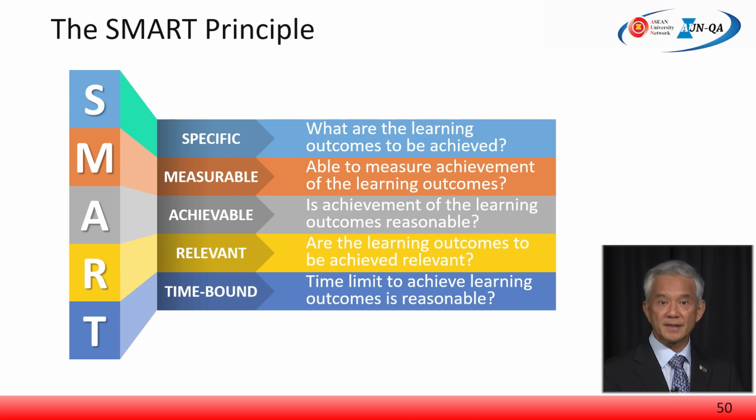S-M-A-R-T. The first is specific. State concisely what your learning outcomes are. Next, each learning outcome must be measurable. There is no point in having a learning outcome where the output cannot be measured. The learning outcomes need to also be achievable. Is it too difficult to achieve for what is considered a bachelor degree or a master degree? Conversely, is any outcome too easy to achieve? Is the goal set too low?